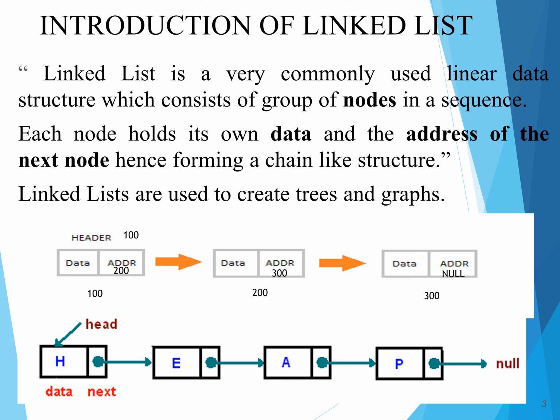A linked list is basically a very commonly used linear data structure which consists of a group of nodes in a sequence. Here, to store similar data in memory, we are using a linked list. While the elements of an array occupy a continuous memory location, those of a linked list are not constrained to be stored in an adjacent location like an array.